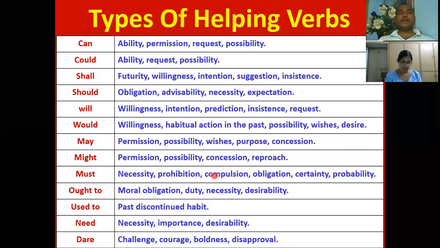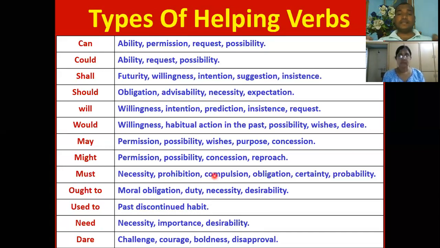All right. So now, these are the modals in red color. Whatever the words are there in red color, those are all modals. And in the blue color, that is nothing but the usage of those modals. Can, ability, permission, request, and possibility. Could, ability, request, and possibility. Shall, futurity, willingness, intention, suggestion, insistence. Should, obligation, advisability, necessity, expectation.